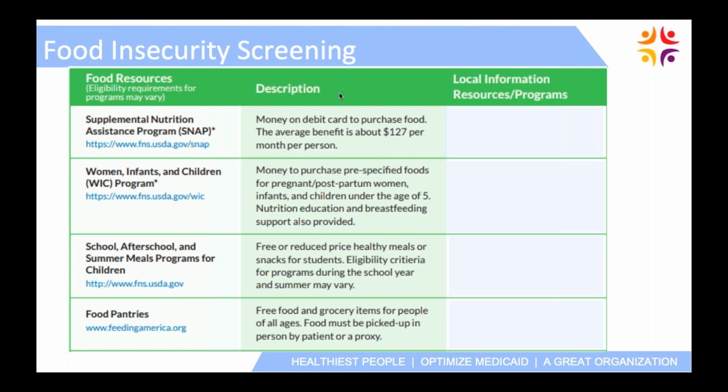So WIC is the Women, Infants, and Children program. That's something that can be of assistance for pregnant, postpartum women, infants, and children under the age of 5.